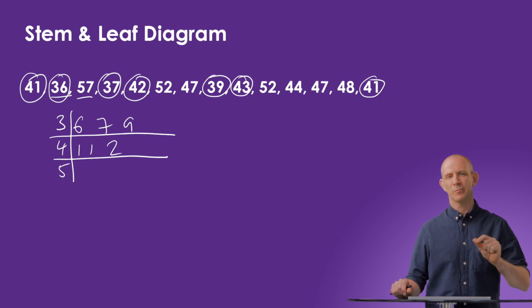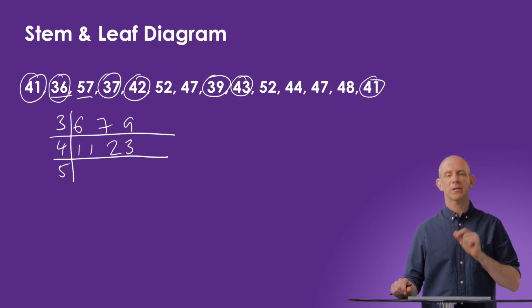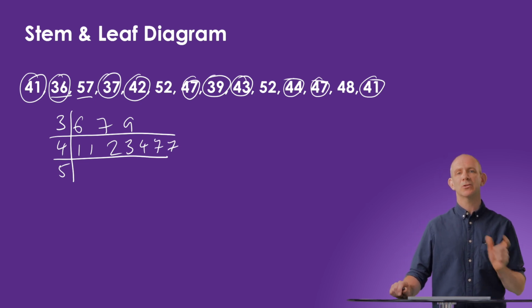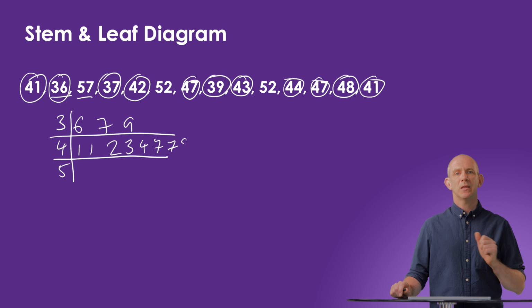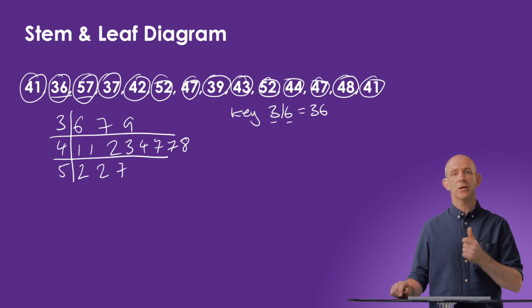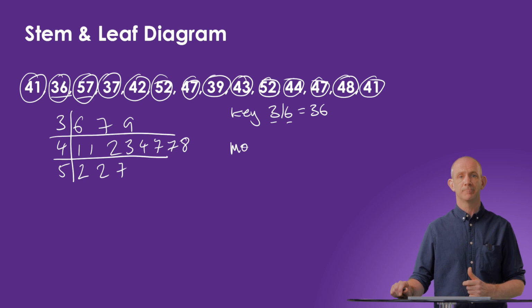I tend to circle them as I'm completing the diagram so I can see the numbers rather than crossing them out. In order to complete the diagram, I require a key, which I'll place in the top right-hand corner. This is to say that 3 line 6 equals 36, and shows that the number to the left of the central stem and the number to the right will combine to form a 2-digit number.